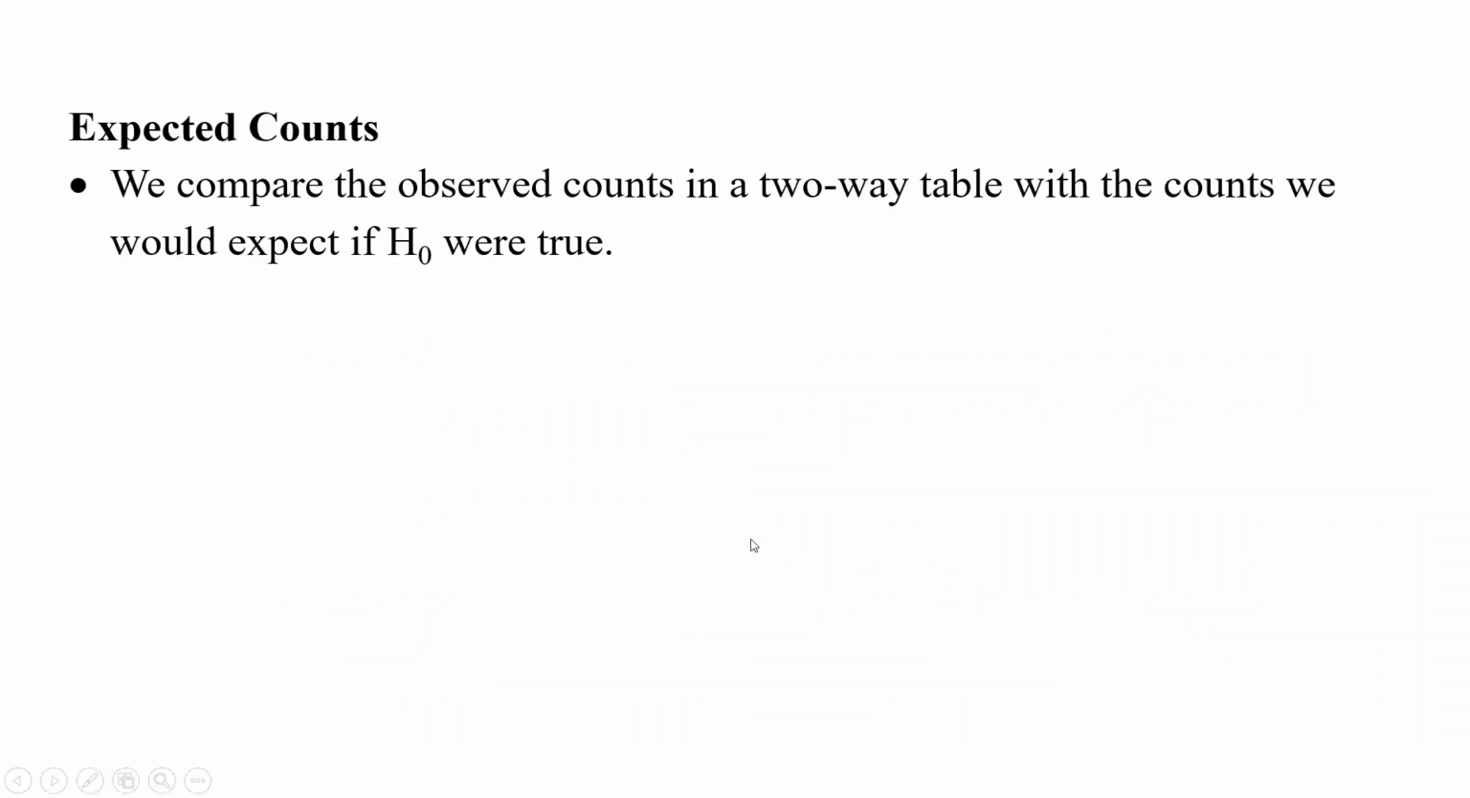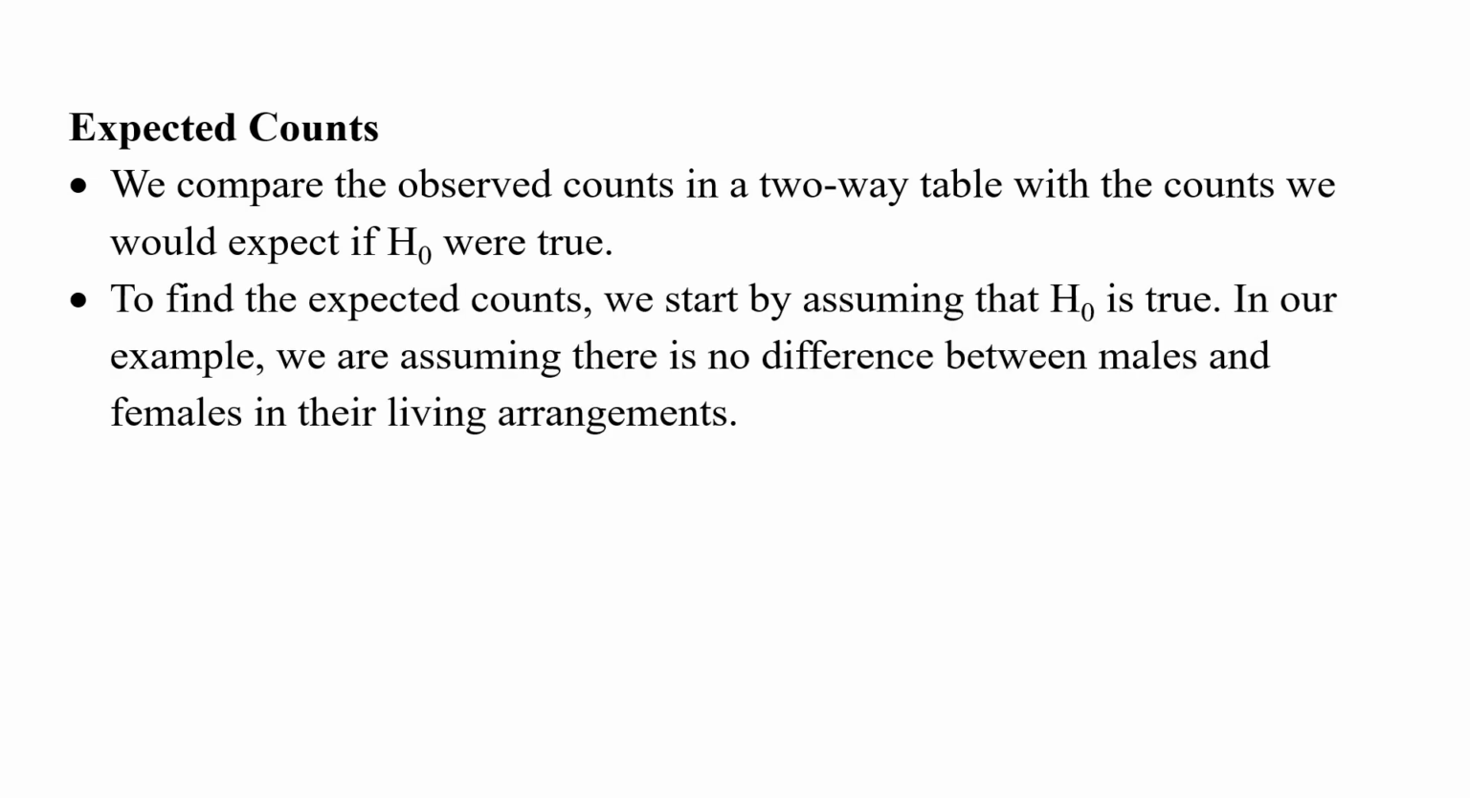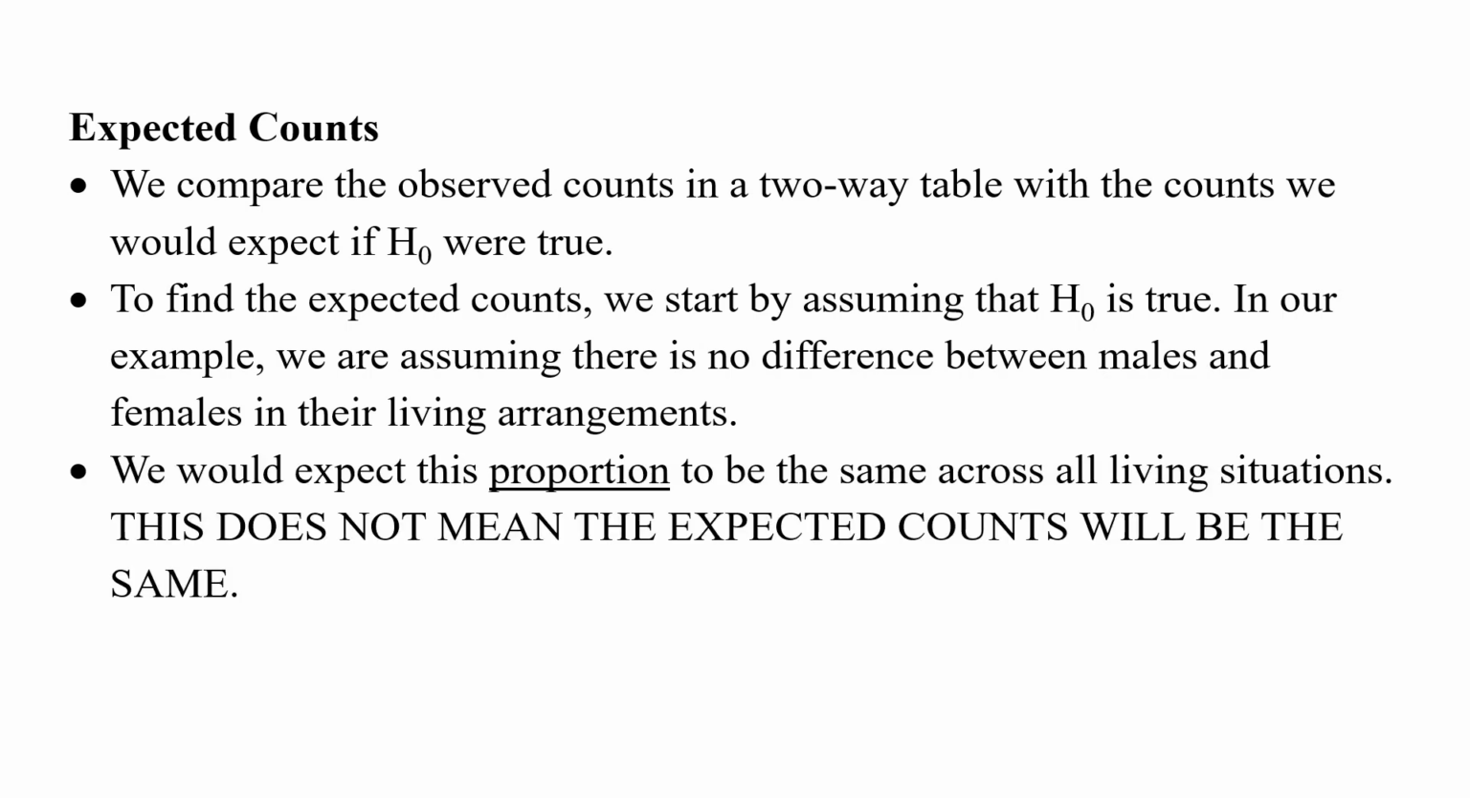Now the expected counts. So we are still going to be comparing what we expect the count to be with what we observe the count to be if the null was true. So to find the expected counts here, we are going to start by assuming that the null is true. And in our example, that would mean assuming that there's no difference between males and females in their living arrangements.